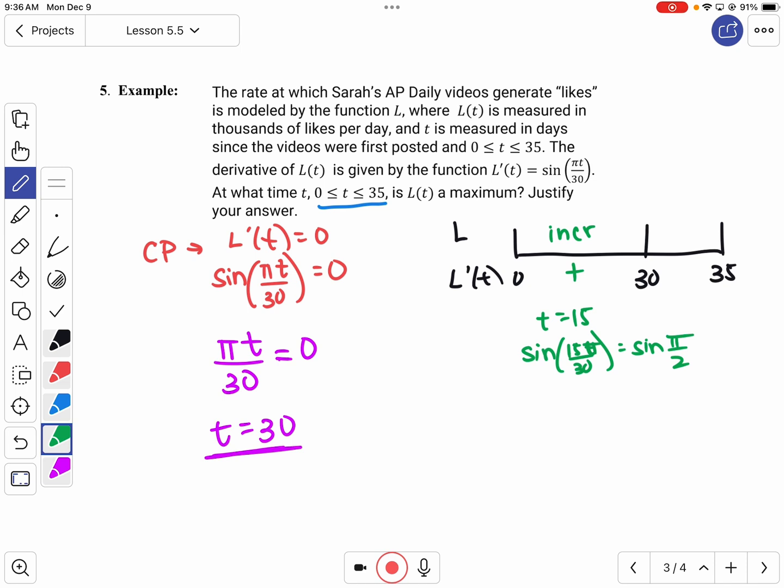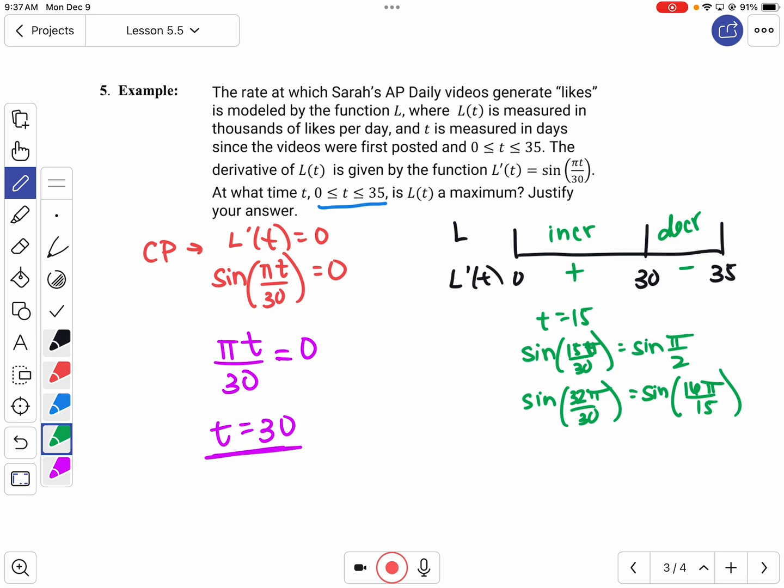Okay. And then if we pick one between 30 and 35, think about the unit circle. If I do, let's say, the sine of 32 pi over 30, that's the sine of 16 pi over 15. Would that be greater than pi or less than pi? Greater, so which quadrant would it land in? The third quadrant, which would make my y-coordinate what? Negative. So a lot of thinking right there. That's the hardest part of this question.